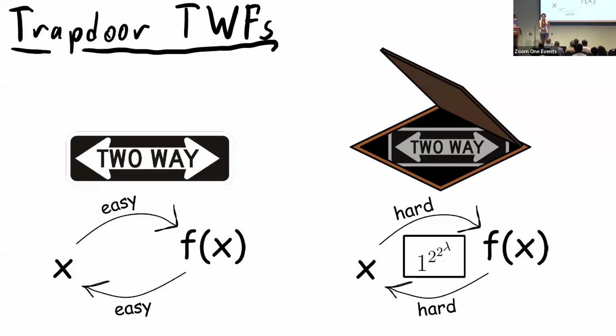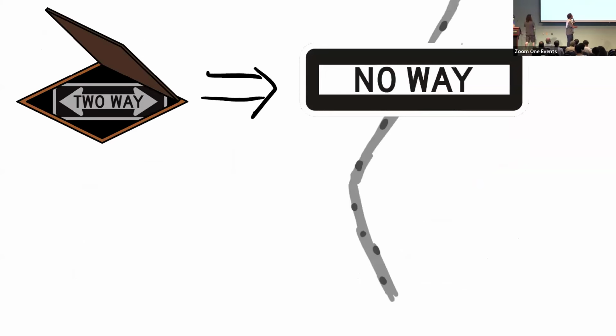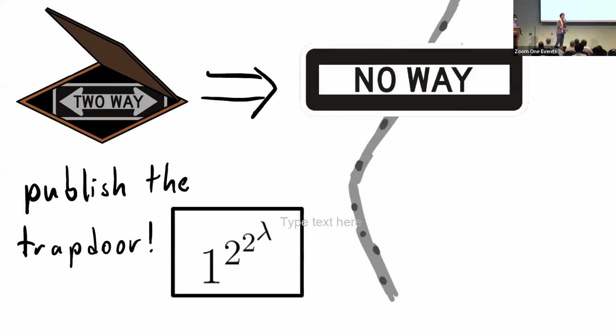The existence of these trapdoor two-way functions also implies the existence of no-way functions. How do we build no-way functions from trapdoor two-way functions? Well, we just publish the trapdoor inside the description of the function itself. This way, any Turing machine that wants to try to compute the no-way function will also be stuck forever just reading the trapdoor.